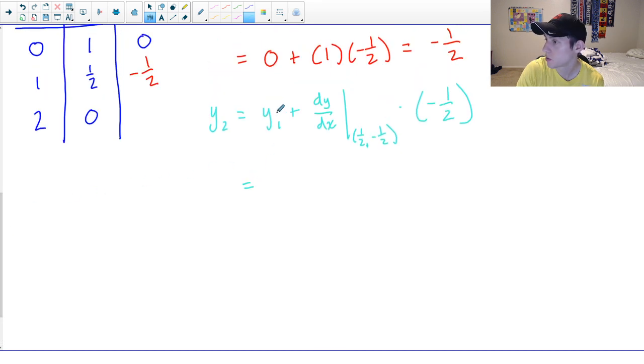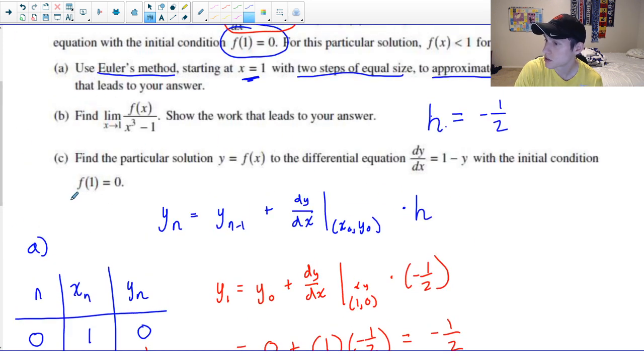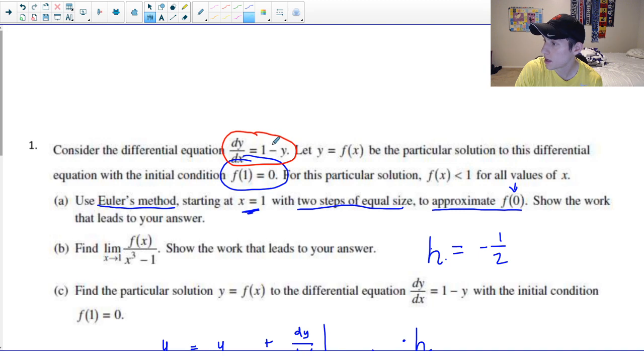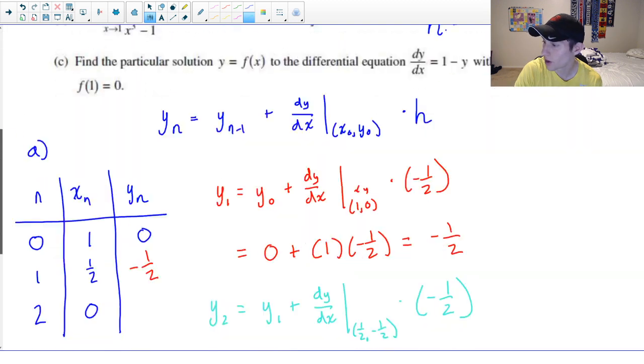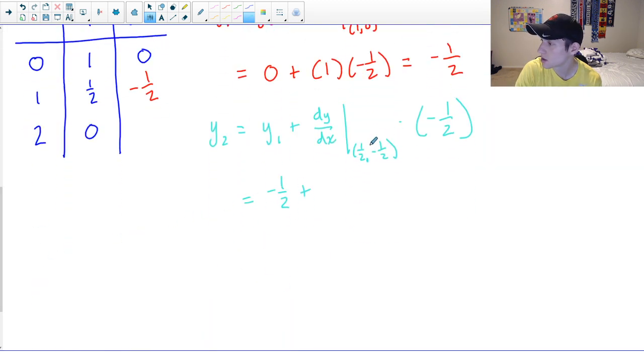Okay, so let's just plug in now. y1 is negative 1/2 plus dy dx. Remember, our formula for dy dx is just 1 minus y. So 1 minus the y value. So 1 minus negative 1/2. So that'd be 1 plus 1/2. So 3/2. I should have had RJ tell me that. Times the step, just negative 1/2.